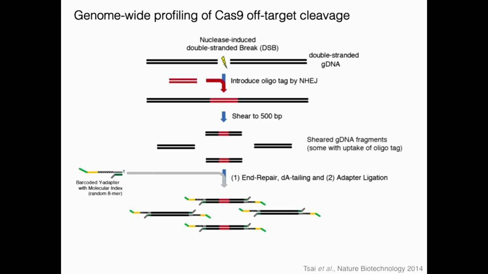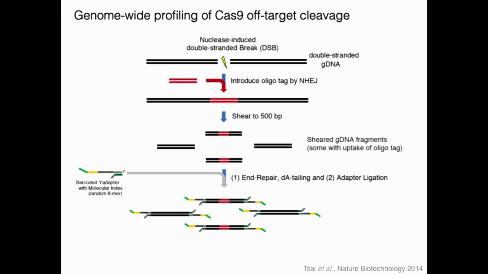And this oligo tag will get introduced naturally by the cell at some unknown frequency into the break site. So if you then shear the genomic DNA, you'll get a mixture of sheared genomic DNA fragments, some that do not have and others that do have this oligo tag that you've introduced, right? And the idea is that any double-strand breaks that are introduced by the Cas9, whether on target or also off target, will get integrated. So then you can basically do next generation sequencing library preparation.